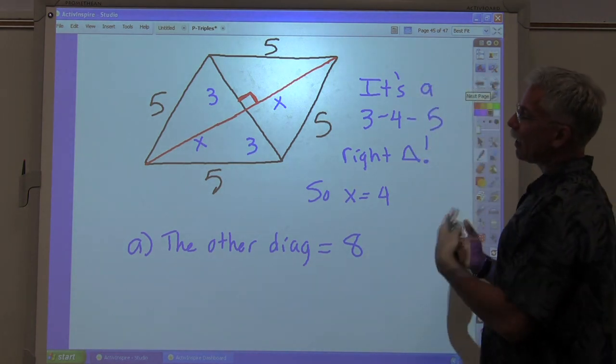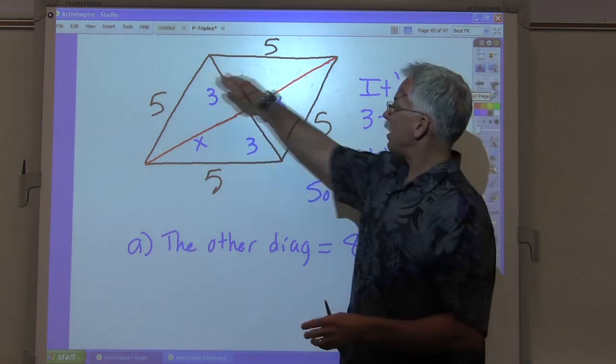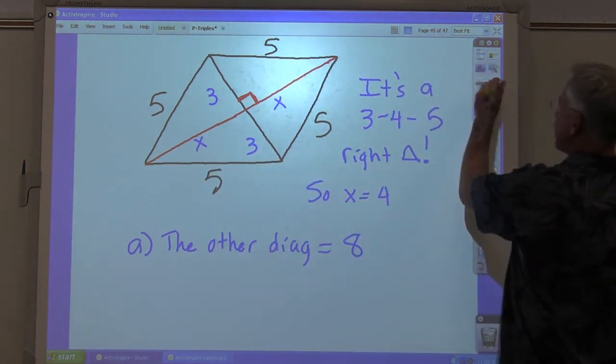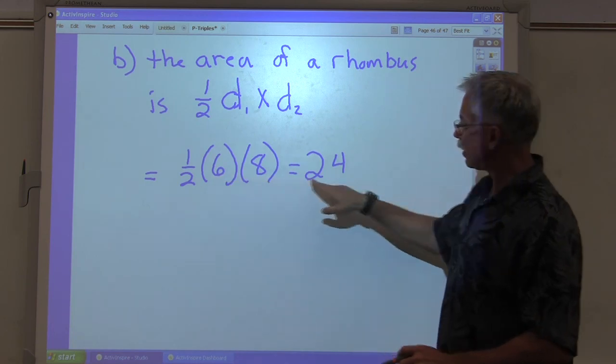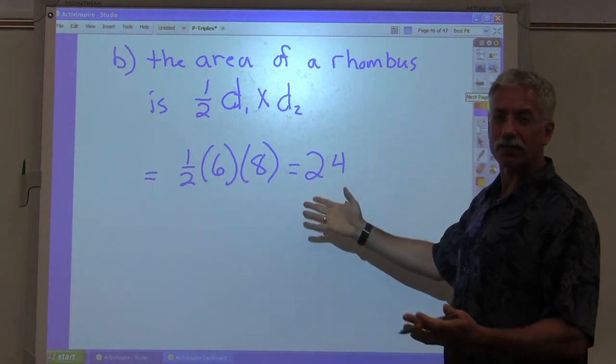Okay, and then the area of a rhombus is you multiply the diagonals and take half of it. It is half the product of the diagonals. So I go half of 6 times 8 and I get 24. I think it was centimeters, so centimeters squared.